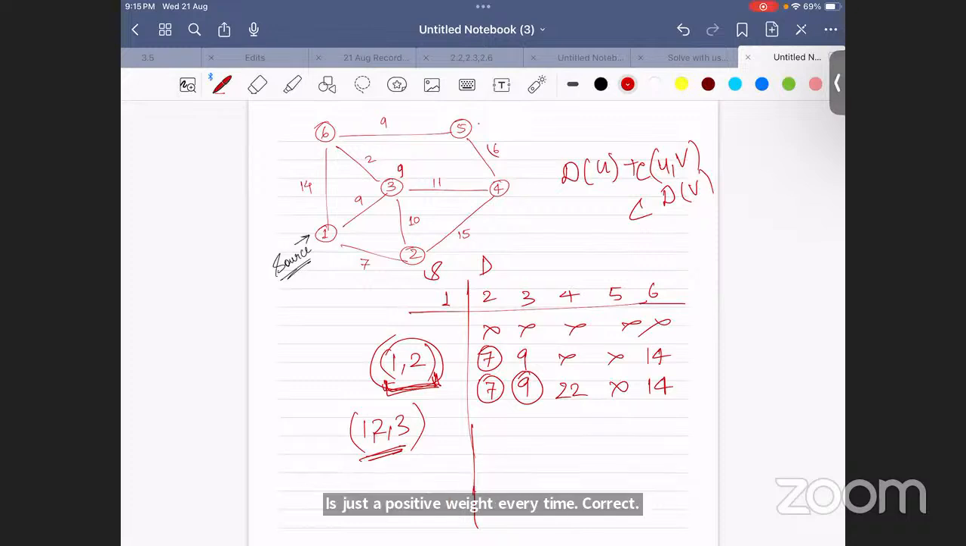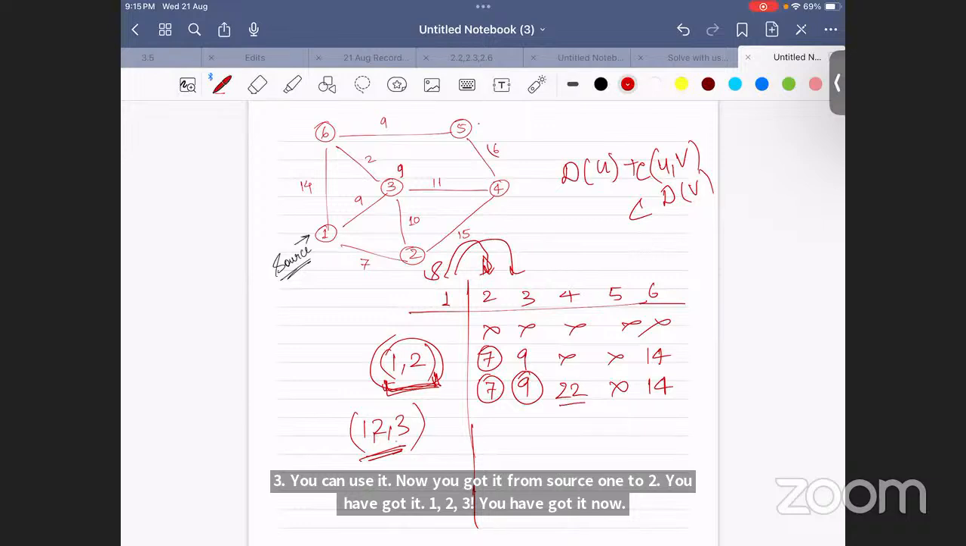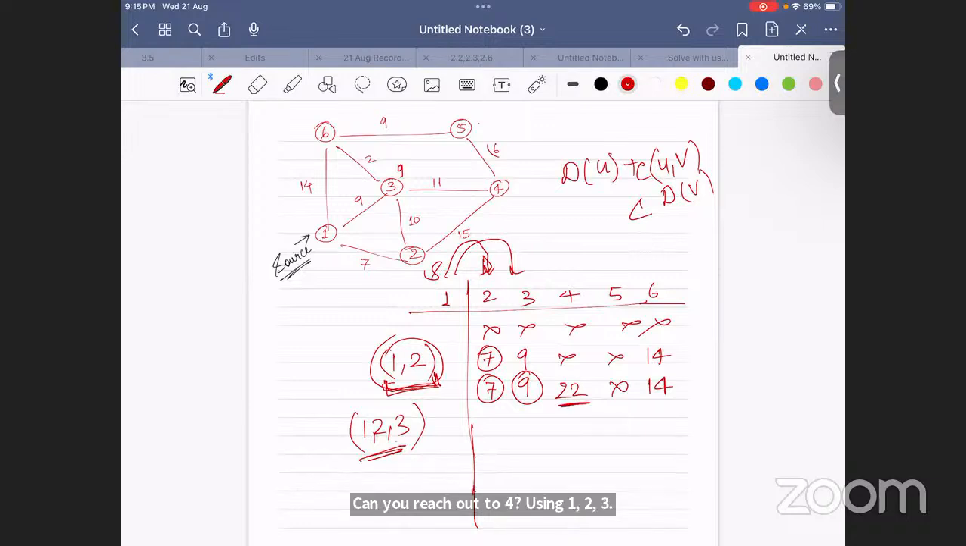Okay. So now in the next step, what will you do? 1, 2, 3, you can use it. Now you got 1 to 2 from the source, and 1 to 3, correct? Now, can you reach 4 using 1, 2, 3? Any other way better than 22? Yes, sir. Which one? 1, 2, 3 to 4. It will be 20. Okay, let's say, for example, it is 20, right?